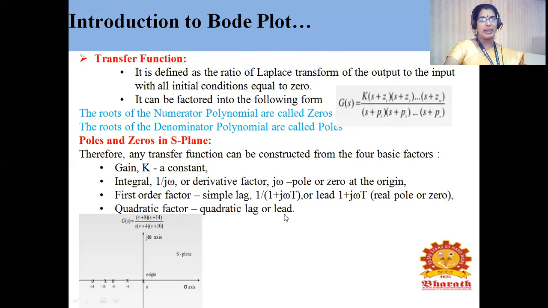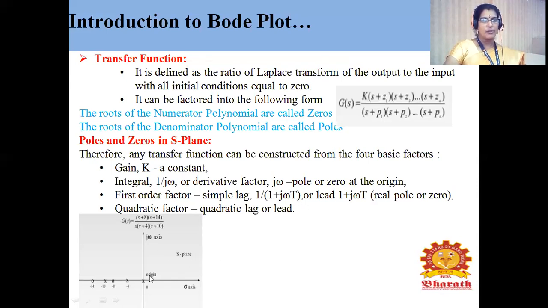Then the first order factor, it can be in terms of 1 divided by s plus a. According to that, simple lag is 1 divided by 1 plus j omega T, or lead is 1 plus j omega T. If you are going to represent using lag compensation, then 1 divided by 1 plus j omega T. If you are going to use lead compensation, it will be represented as 1 plus j omega T. So this is a representation of real poles and zeros for the first order system. Quadratic factor will be quadratic lag or lead. According to this, the second order function will proceed.